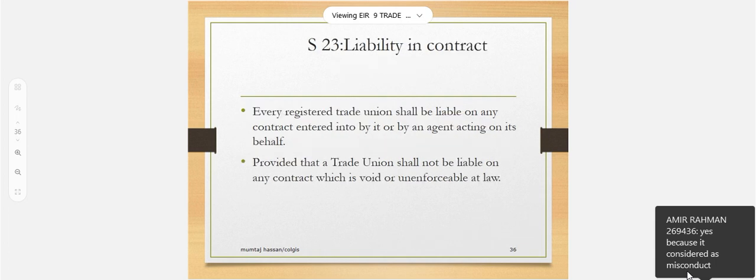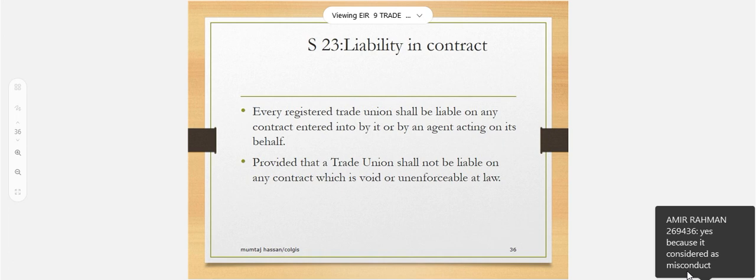Then we have liability in contract. Section 23: every registered trade union shall be liable on any contract entered into by it or by any agent acting on its behalf. So contract, you know what? What is a contract? Any agreement by the registered trade union to do something. Maybe the trade union wants to buy a piece of land. So the trade union shall be liable for the contract.